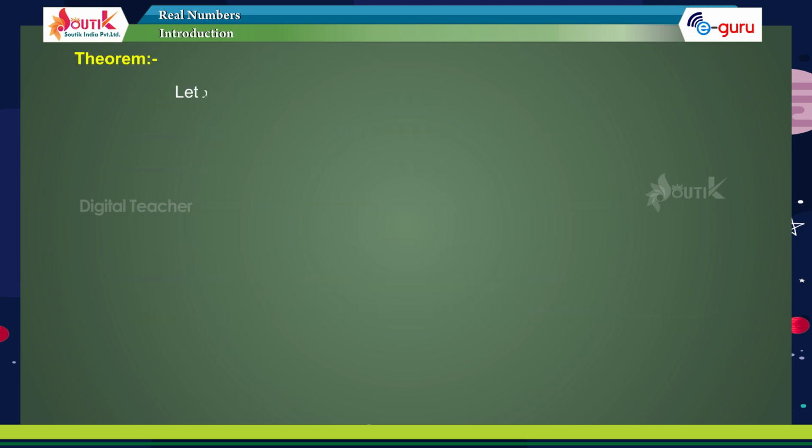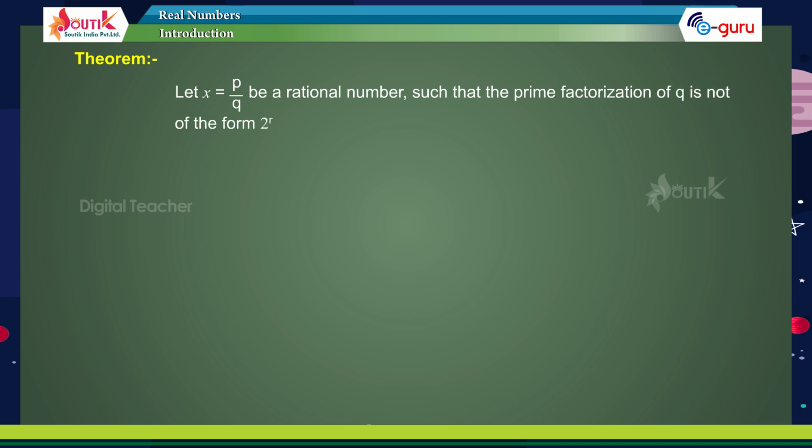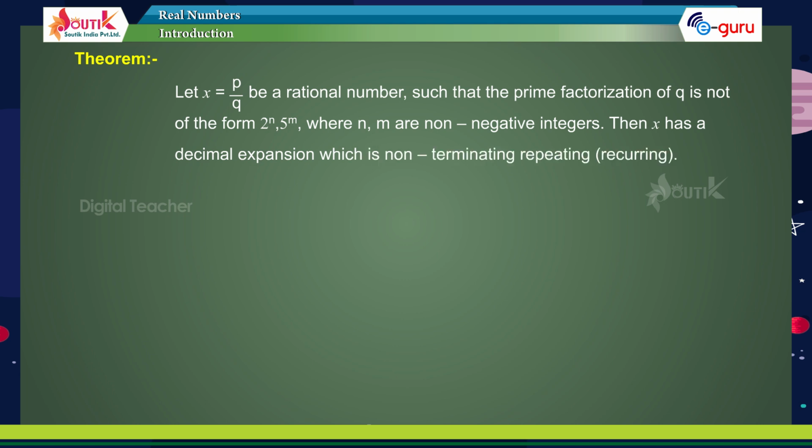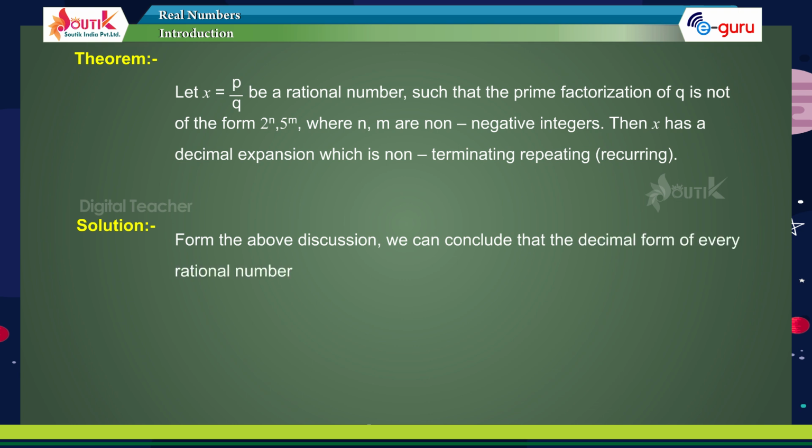Theorem. Let x equals p by q be a rational number such that the prime factorization of q is not of the form 2 to the power of n, 5 to the power of m, where n, m are non-negative integers. Then x has a decimal expansion which is non-terminating repeating. From the above discussion, we can conclude that the decimal form of every rational number is either terminating or non-terminating repeating.